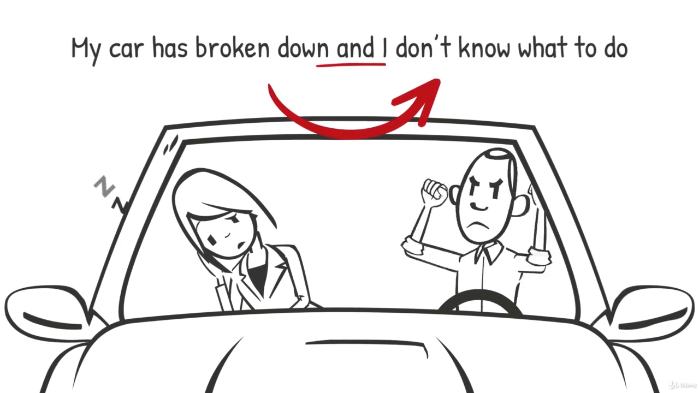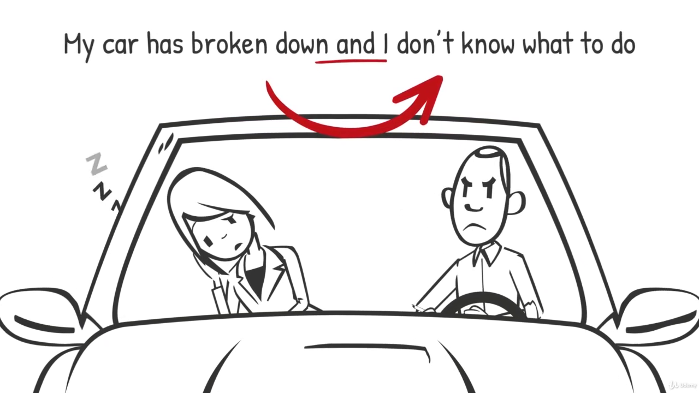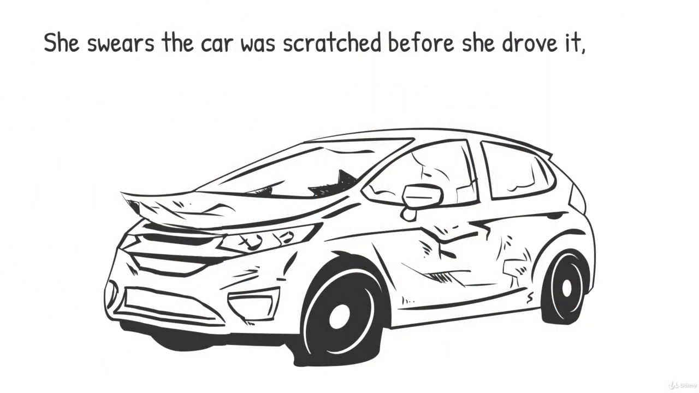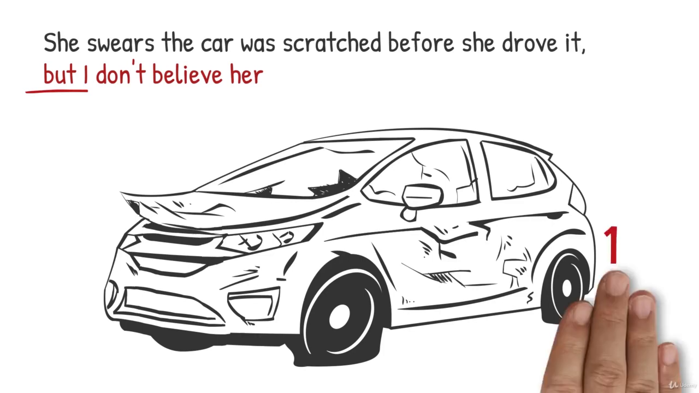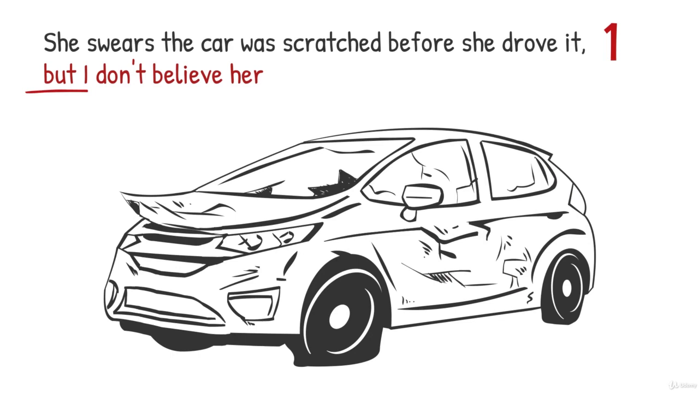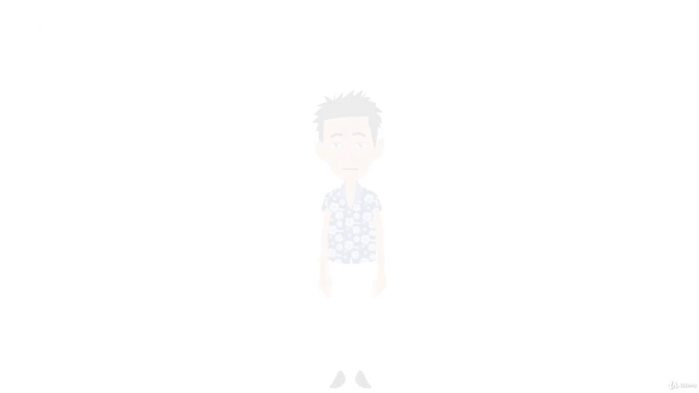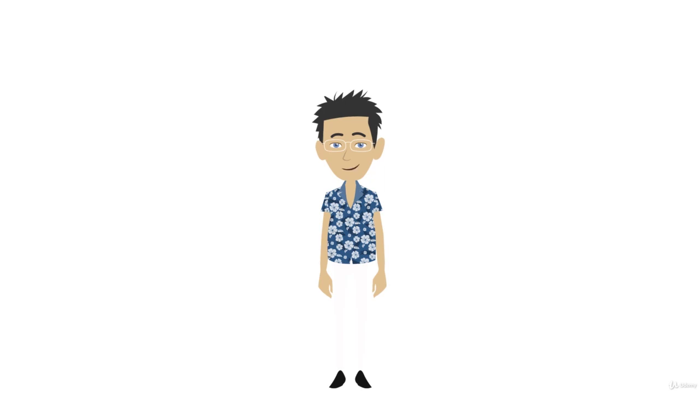Conjunction and glues them together. Another example. She swears the car was scratched before she drove it, but I don't believe her. The word but is a conjunction. It joins two clauses. She swears the car was scratched before she drove it. And I don't believe her. There are several types of conjunctions, which we will cover in the later videos.